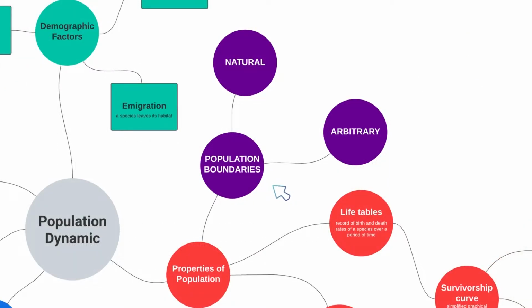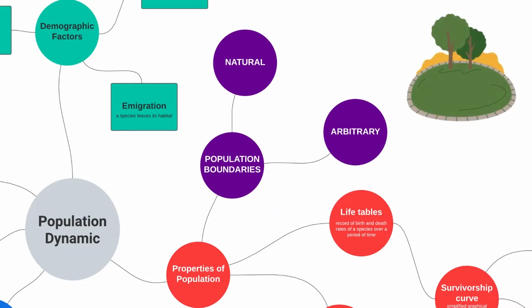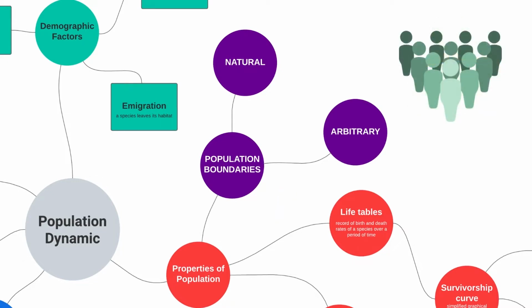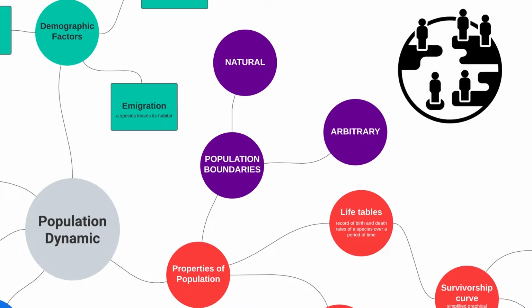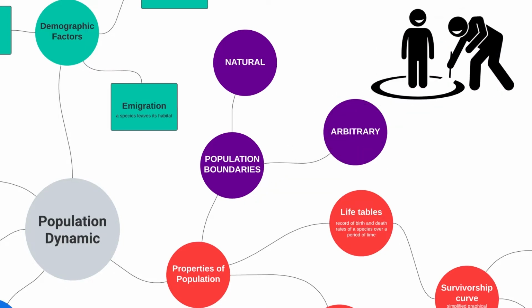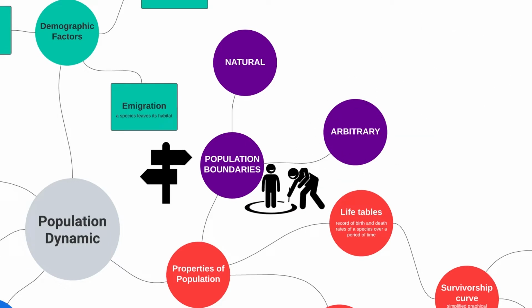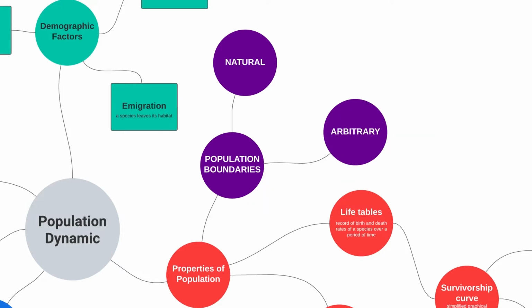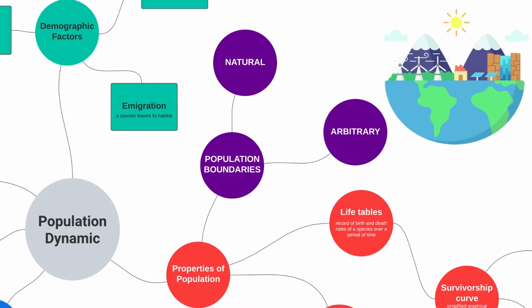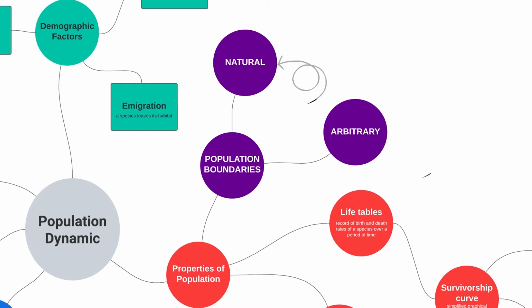Lastly is the population boundaries. The boundary is a physical area that defines a population. There can be more than one population within a particular boundary, but also the boundary of a particular population can be in a different area. There are two types of boundaries within an ecosystem, the natural and the arbitrary boundaries.